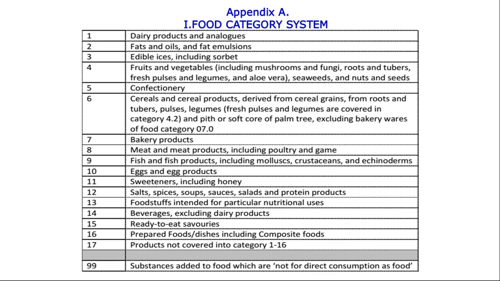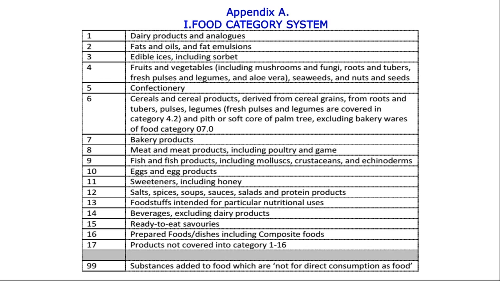So how do we know which food additive is permitted? And if you are an FBO, which food additive can you add to which product? For this, India has what is known as a food category system. This food category system is different from the food standards, that is, it is different from the food additives compendium.